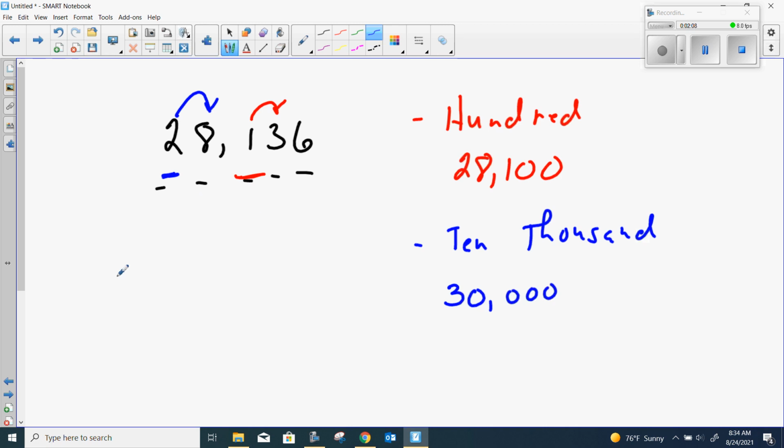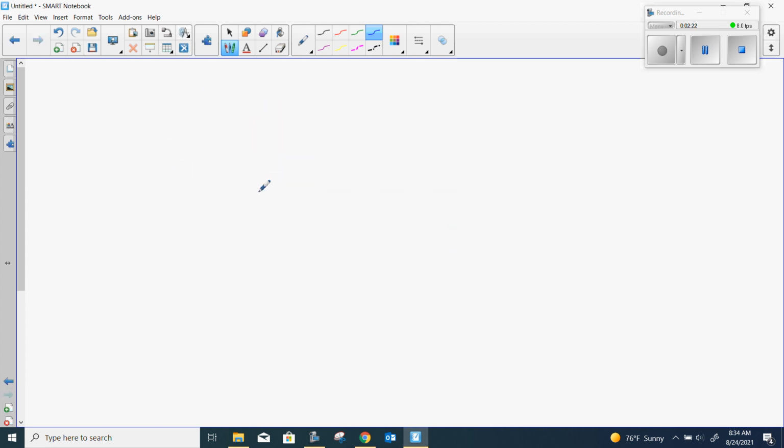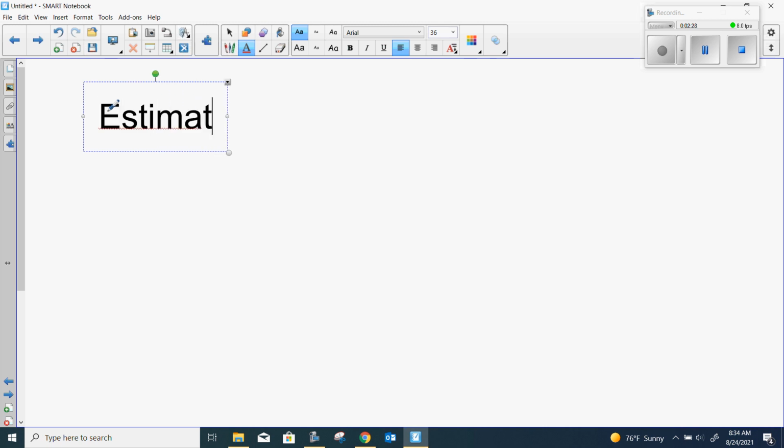Now, how do we use this? This is used in our estimating portion. When we're talking about estimating numbers, that's how we're going to do it. There are a couple of things we have to know about estimating.